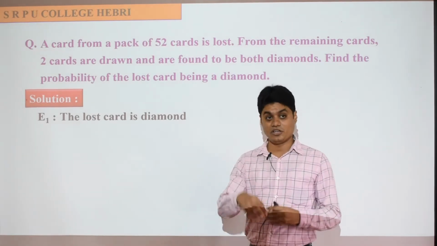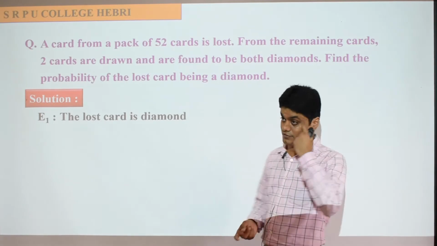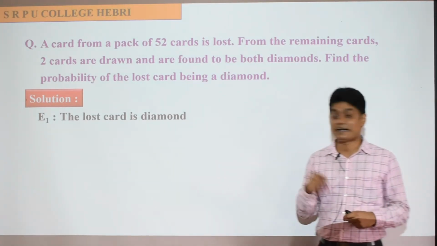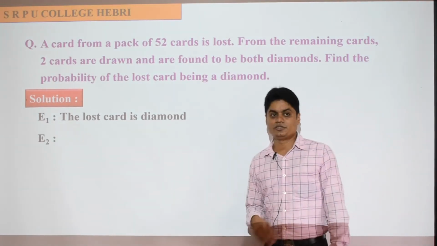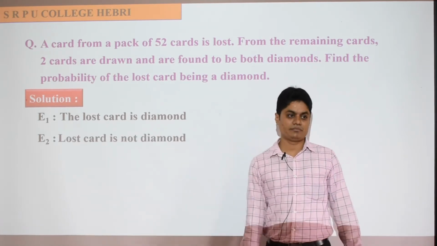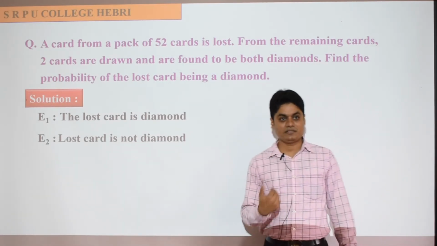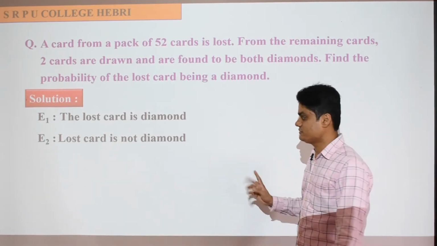The lost card, selected here, means by mistake one card will be missing out of 52 cards. The lost card is a diamond. So E2 should be the complement of this, that is, the lost card is not a diamond. One card is lost, it may be a diamond or it may be a card other than a diamond. Okay, so E1 and E2 are like this.